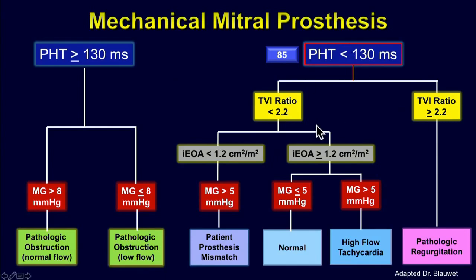I'll put this back up so we can see it. The TVI ratio is normal because the indexed orifice area is low. Therefore, by definition, this patient would have prosthesis patient mismatch. As I showed you in that final slide, the valve's functioning just fine. It's just too darn small for that patient's body. It's working okay. It's just that you put too small a valve for the size of the pump in the body.